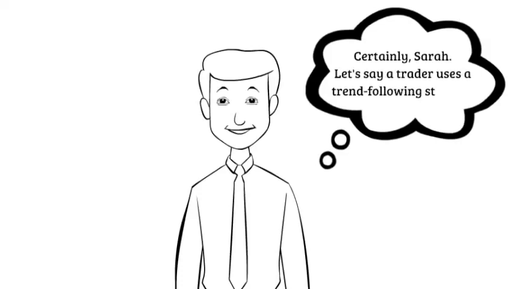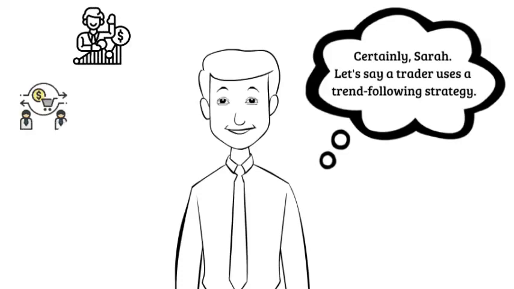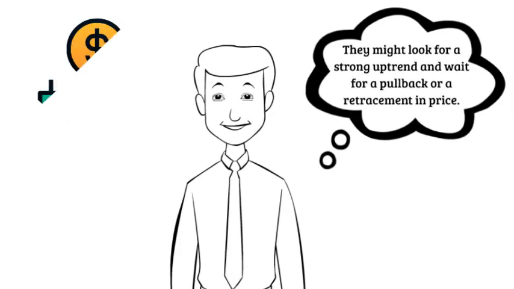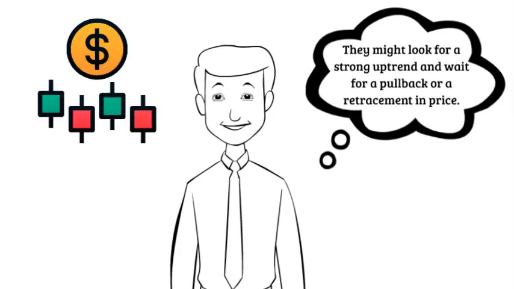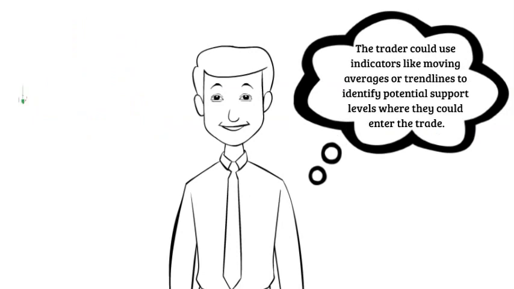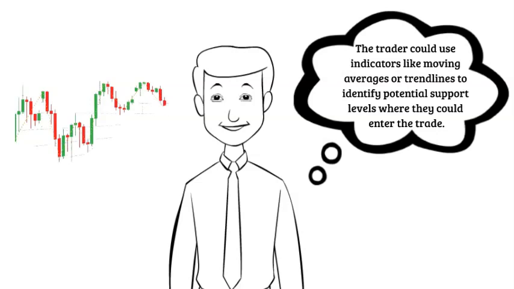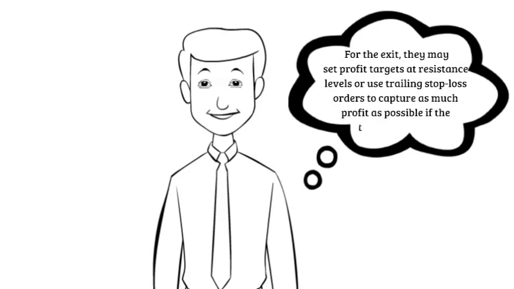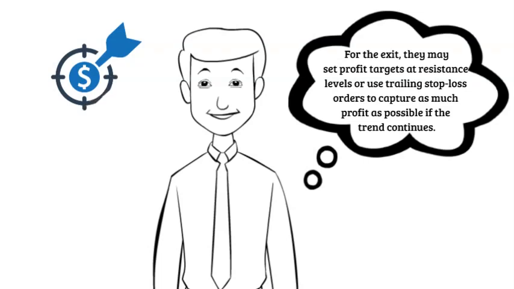Certainly, Sarah. Let's say a trader uses a trend-following strategy. They might look for a strong uptrend and wait for a pullback or a retracement in price. The trader could use indicators like moving averages or trend lines to identify potential support levels where they could enter the trade. For the exit, they may set profit targets at resistance levels or use trailing stop-loss orders to capture as much profit as possible if the trend continues.